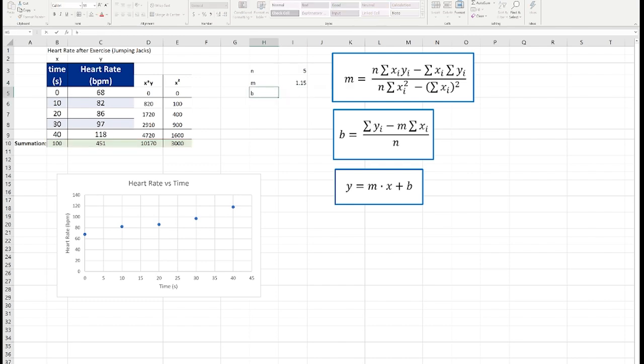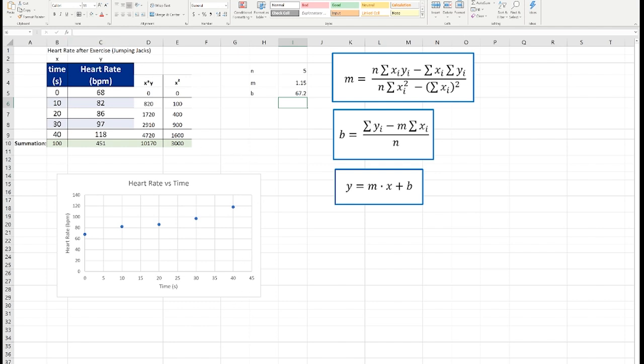Now let's calculate B. B is equal to, and let's put our numerator all in the numerator with parentheses, the summation of y, which we already have in our table, minus m, so you can click on your m value that you just calculated, times the summation of x. That concludes our numerator, so I'm going to close it off with parentheses, divided by the number of data points, which is our value of n. Hit enter, and I get 67.2. So everybody should get that same y-intercept value.